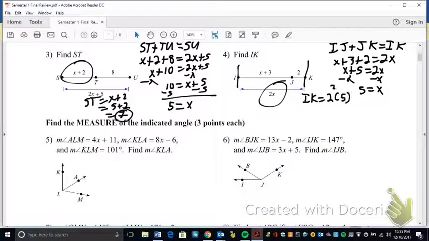So 2 times 5, or 10, because we know that 2 times 5 is 10. Okay, now moving on. Now these are ones that people tend to have a lot of difficulty with.